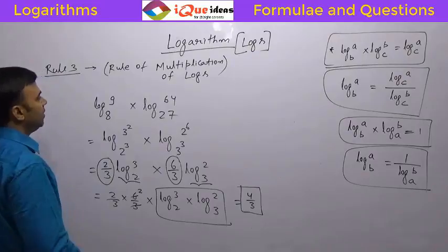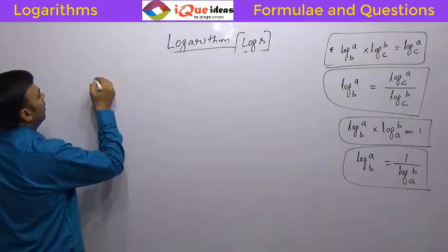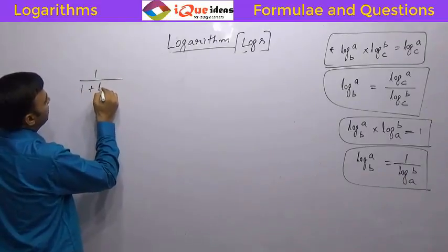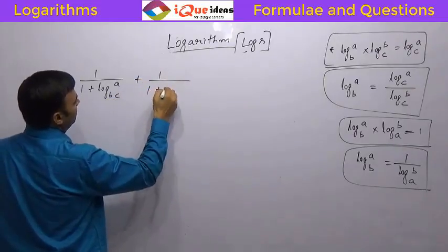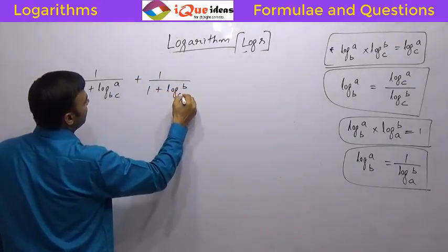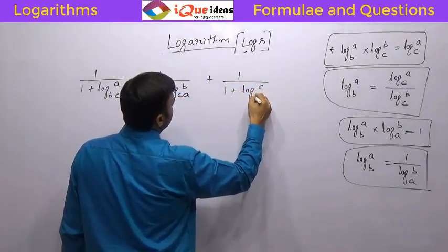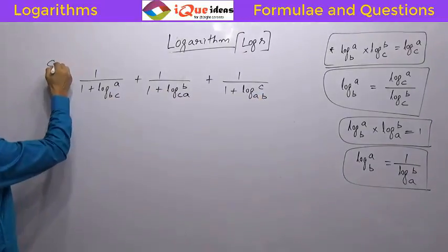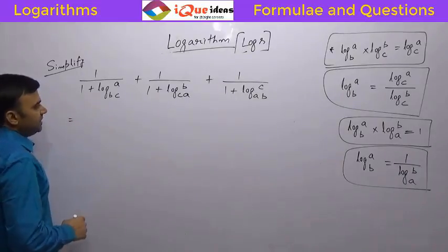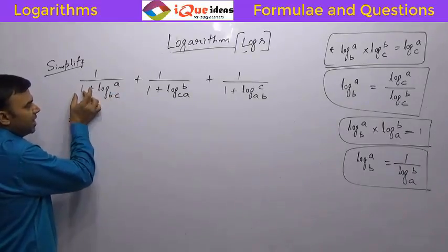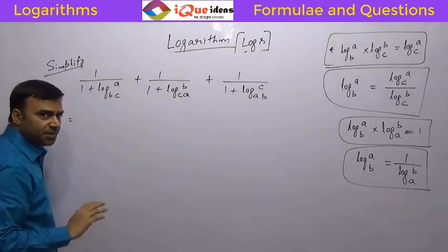Let's take another good question. Let's take another example. Suppose we have 1 by 1 plus log a to the base bc plus 1 by 1 plus log b to the base ca plus 1 by 1 plus log c to the base ab. And the question says simplify. Now let's try and solve. See, always remember, a log and a number can never be added or subtracted. This one is a number and this is a log expression, so they can never be added or subtracted.